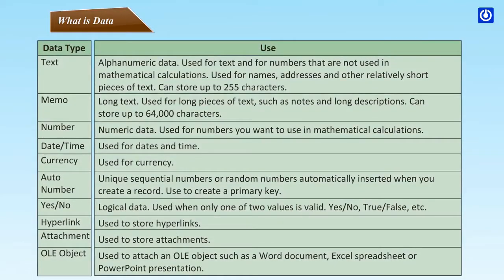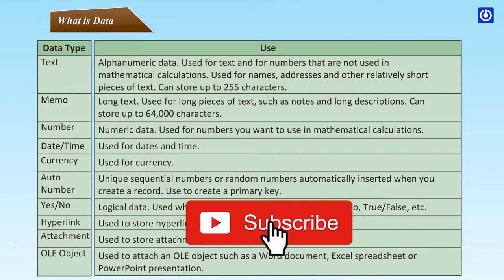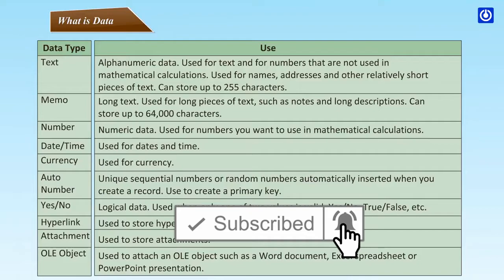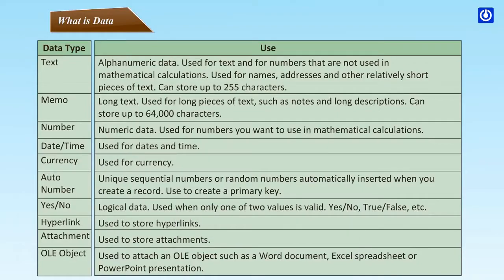Data type, use. Text: alphanumeric data, used for text and for numbers that are not used in mathematical calculations. Used for names, addresses, and other relatively short pieces of text. Can store up to 255 characters. Memo: long text. Used for long pieces of text such as notes and long descriptions. Can store up to 64,000 characters.